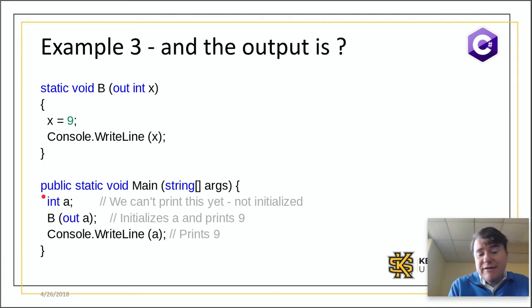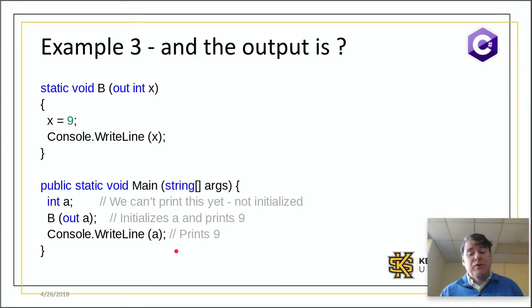You'll note that a never got set a value. So when we call B, we come up here, and at this moment in time, x would effectively be equal to 9 because we are setting it equal to 9. At that point, we print and we get 9. When this method ends, the value x is returned out through this parameter to whatever this was. And so a is now equal to 9. So when I print out the console a, I get 9.